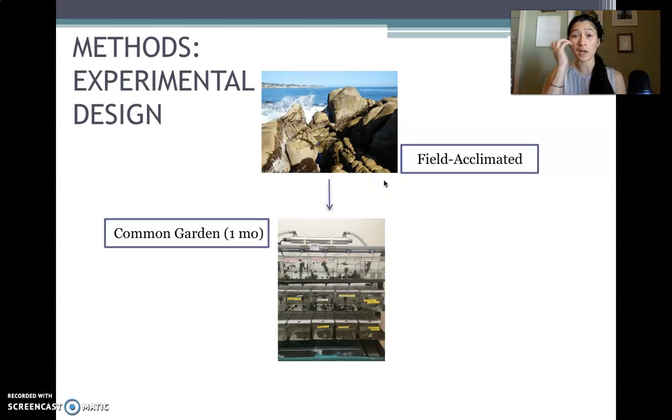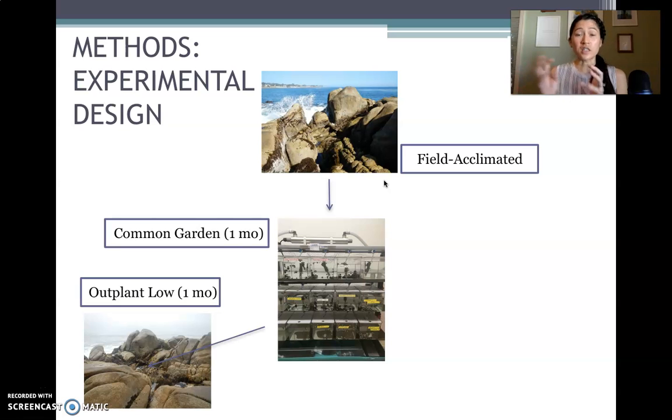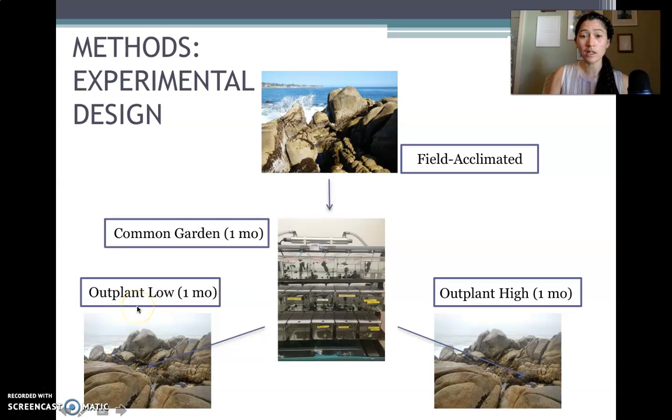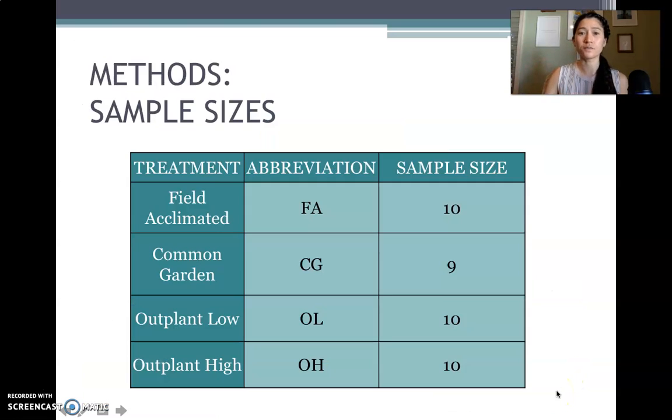One group we actually brought back into the lab and kept in common garden conditions for 1 month in an aquarium system. We sampled some mussels from that common garden. Another group we put back out into the intertidal at this relatively low stress outplant low site. And another group we put back out into the intertidal at this relatively high stress, the warmer outplant high site.